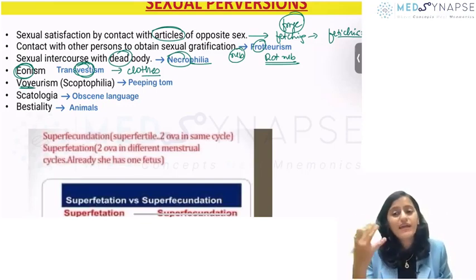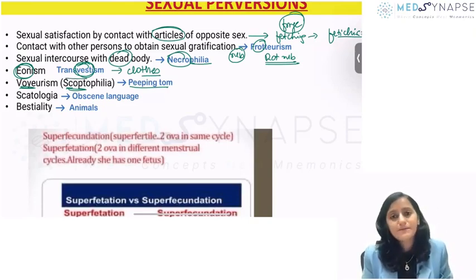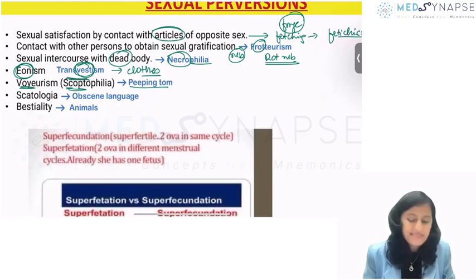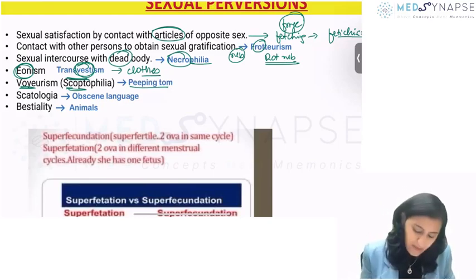Voyeurism, voila, right? I've seen something interesting. Voila, peeping Tom. So this is called scoptophilia. Scoptophilia, like, seeing something obscene. Scopto anywhere means that. So remember, this is voyeurism.